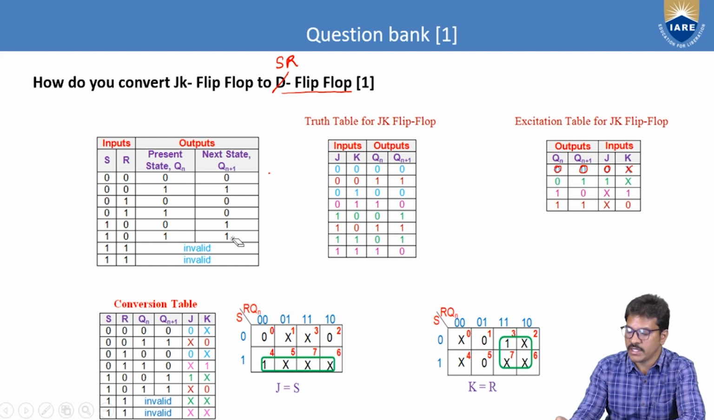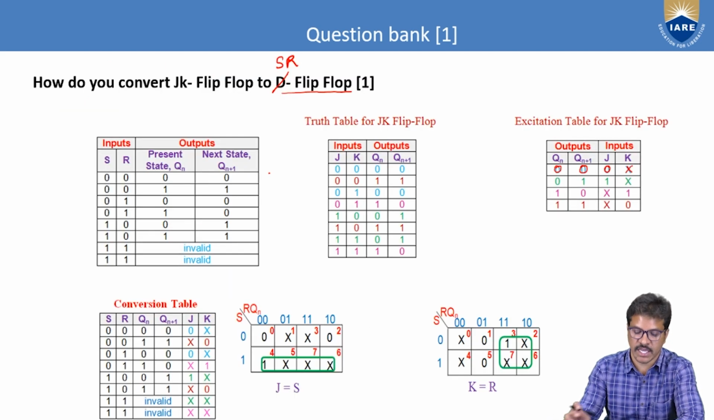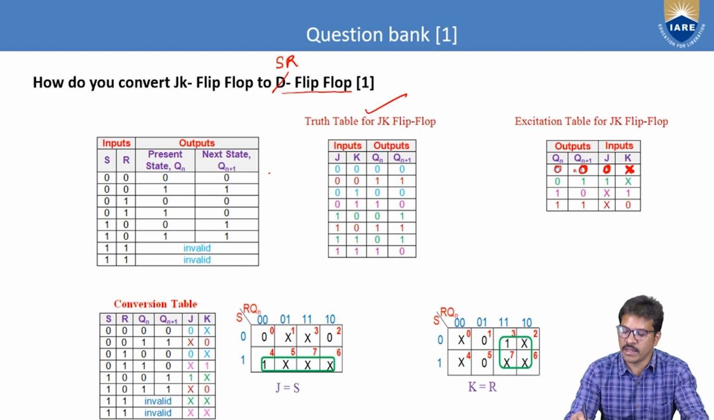Once again, for the second step, obtain the excitation table for the given flip-flop. The given flip-flop here is JK flip-flop. So that is the JK flip-flop truth table. From this truth table, we can get the excitation table. What inputs must be given to JK to get the next state from the present state? For example, I am giving J is equal to 0, K is equal to don't care, meaning whatever K is, I am getting next state equal to 0.